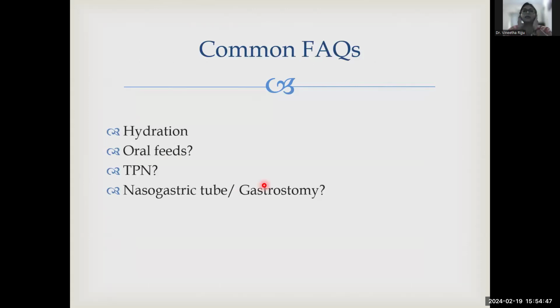Now come the commonly asked questions: hydration, oral feeds, total parenteral nutrition, nasogastric tube. These are different questions that the family or the patient is going to keep asking. Can't we go for this? Oh, so much vomiting. Shouldn't we give IV fluids round the clock? Is this IV fluid enough? Shouldn't we give more? Nothing is going in, nil oral.